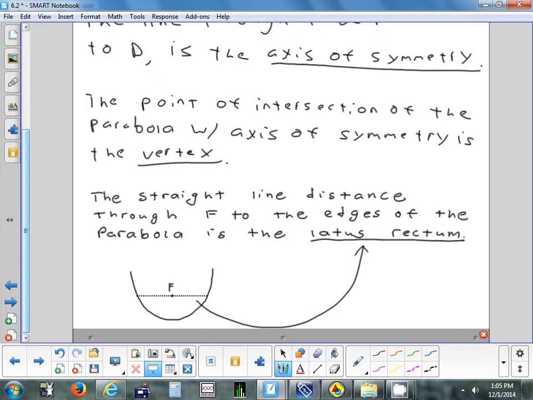Okay, any questions on that? Okay, so that's most of the vocabulary that you're going to need. There's a few other little things, but that's kind of the major stuff.